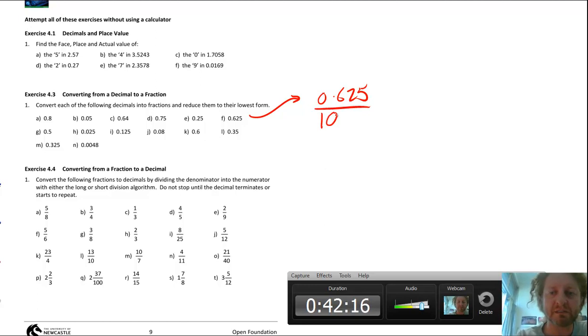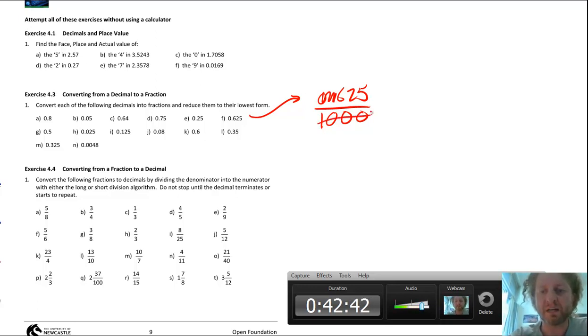It's got 3 decimal places, so it's got 3 zeros on the bottom. I shouldn't have written the 0 point. We write the digits from the decimal, 625, over the 1,000. And sure, it says reduced to its lowest form. You might spot they have a common factor of 5. You might spot they've got a common factor of 25. Less likely, you might spot there's a common factor of 125. But whatever you spot, I'll just do 25.